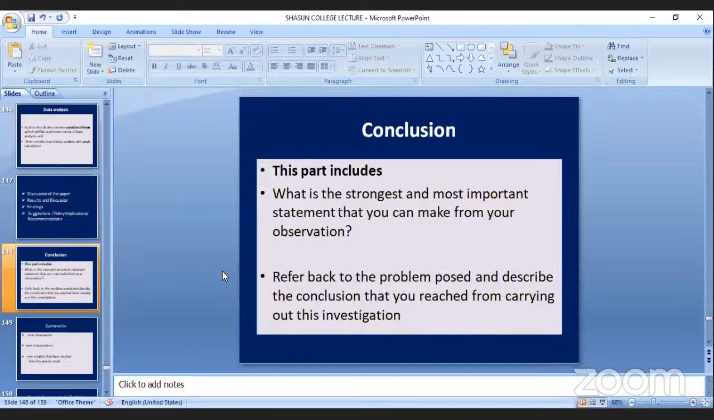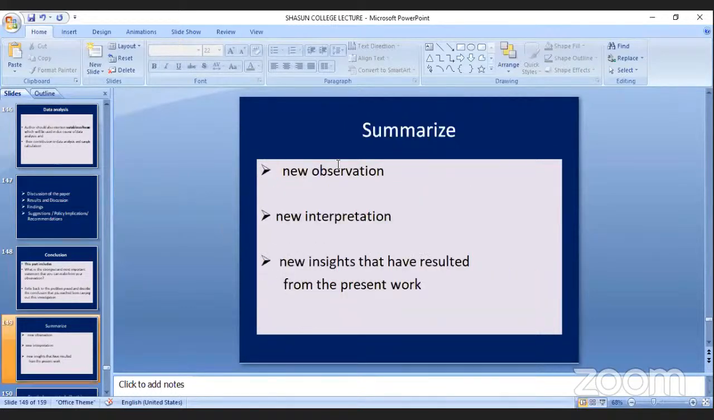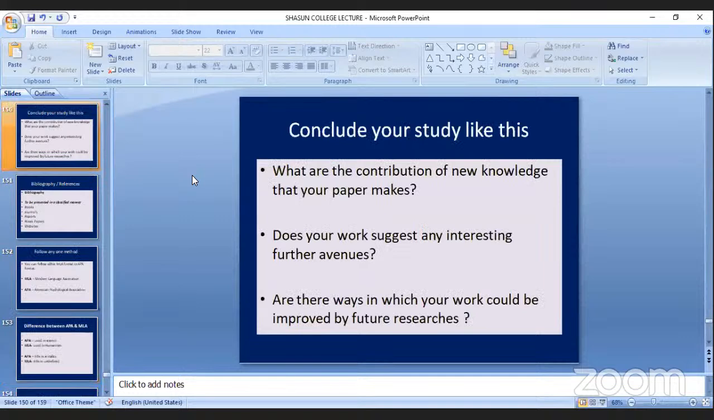Coming to the conclusion part, this part is very, very important because whatever you have done in your paper, you have to bring it in your conclusion. Say, new observation, new interpretation, new insights about your topic, everything you summarize and give it as a conclusion, which is very important in your paper. So always conclude your study like contributing new knowledge about your paper, then what are the future avenues about your study. In this way, you can conclude your paper.